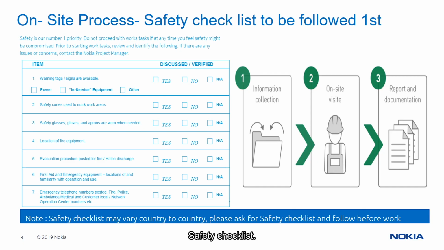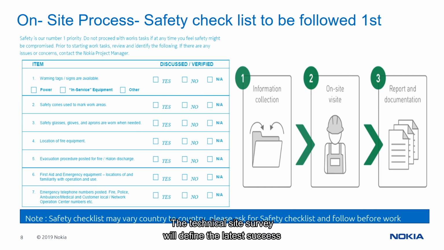Safety checklist. The health and safety check is the number one priority. Good care should be taken during the site implementation. Here's an example of a health and safety checklist, but please note that the safety checklist content needs to be modified according to local specific regulations.